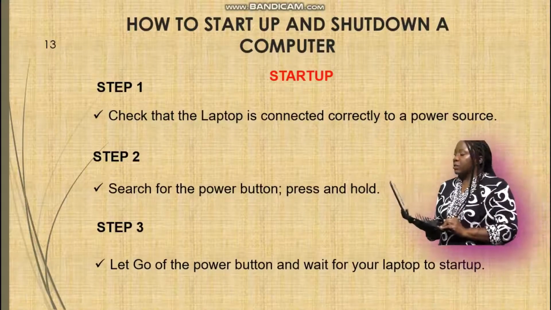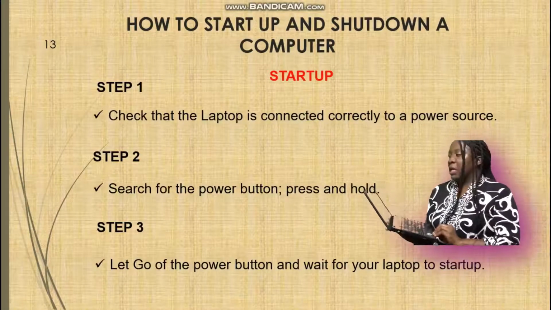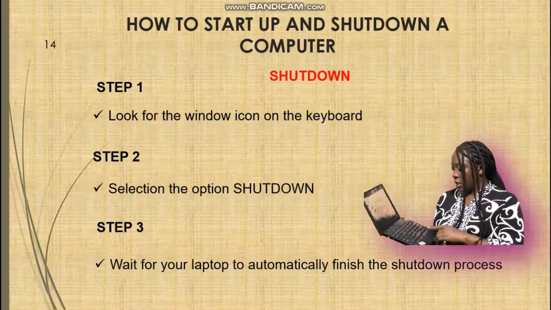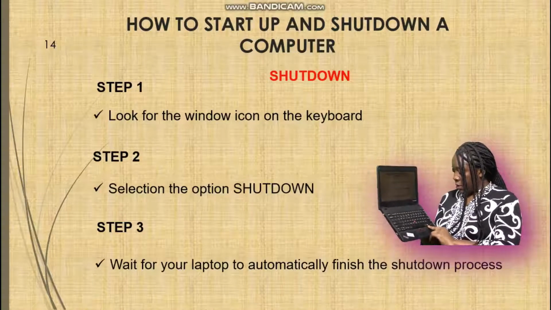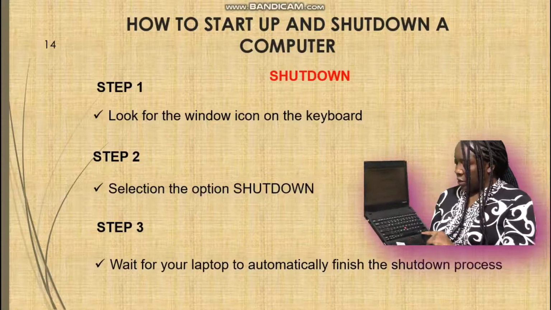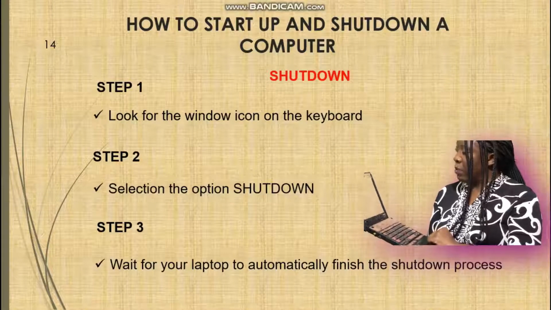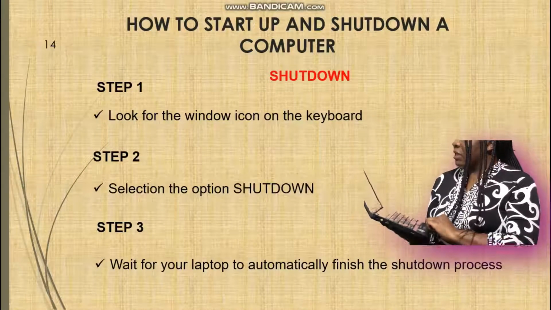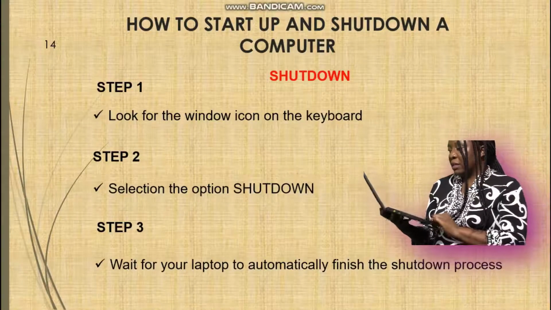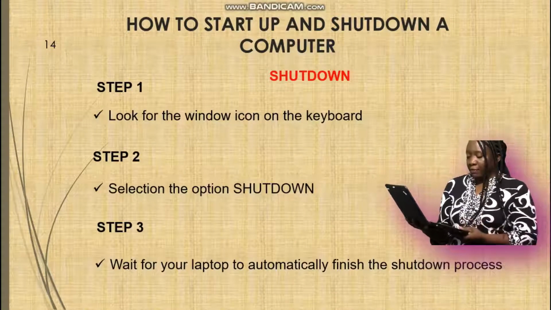Okay, now that you know how to start up a computer, we're also going to learn how to shut down a computer. In shutting down, step number 1 is to look for the Windows icon on the keyboard. The Windows icon is between the control and alternative keys. You click on it and it appears on the screen. When it is there, select the option Shutdown. Then wait for the laptop to automatically finish the shutdown process.